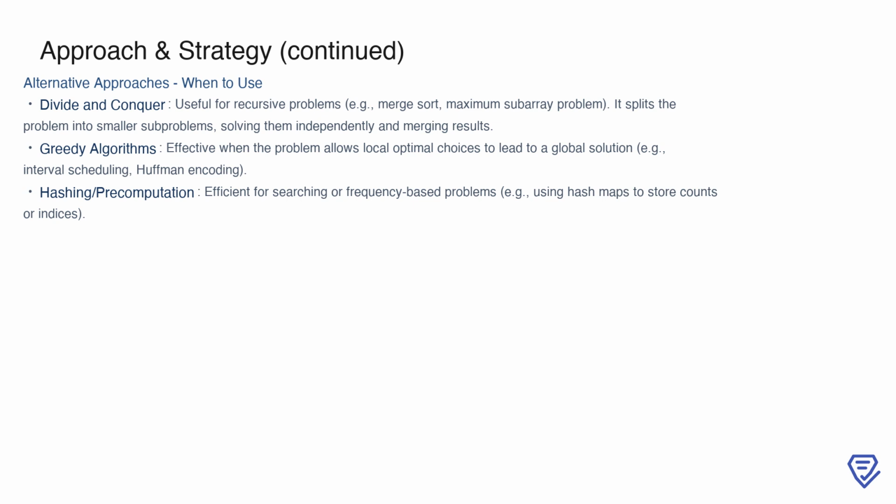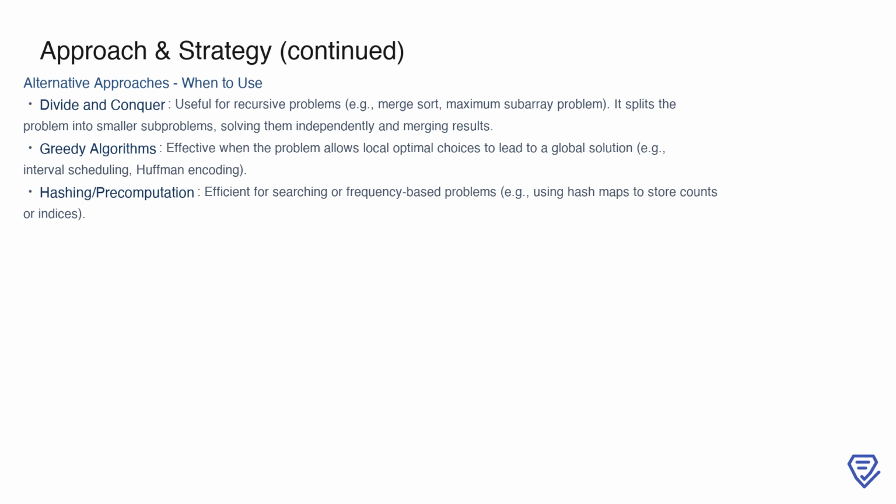In some cases, alternative approaches offer the best solution. Divide and conquer is particularly useful for recursive problems, such as merge sort or finding the maximum subarray. This method splits the problem into smaller parts, solves them independently, and combines the results. Greedy algorithms, on the other hand, are effective when a problem's structure allows making locally optimal decisions that lead to a global solution. Examples include interval scheduling or Huffman encoding.